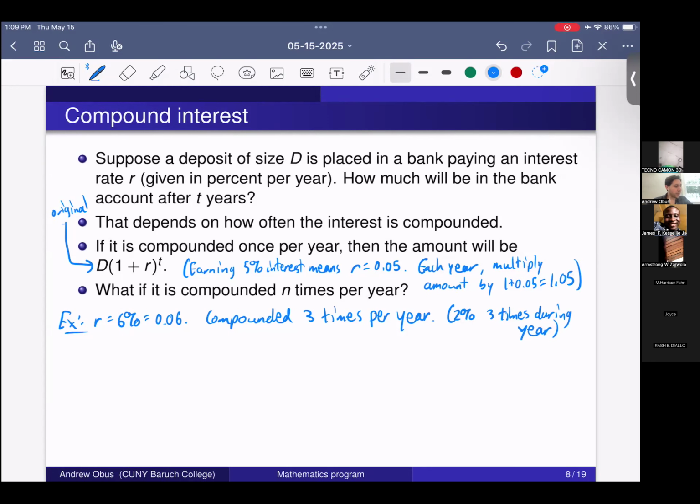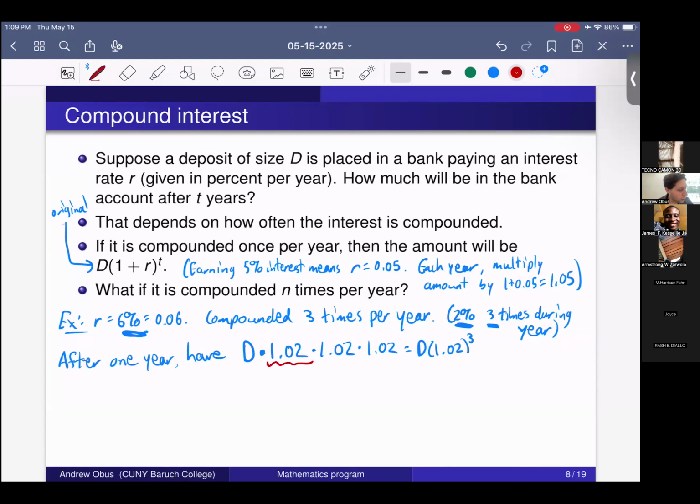Okay. That's what it means. So you take the full interest rate and you split it up into 2% 3 times instead of 6% all at once. So then what do you have? After 1 year, well, you have your original deposit, and then you're getting 2% interest 3 times. So it's D times 1.02 times 1.02 times 1.02. Or in other words, D times 1.02 cubed.